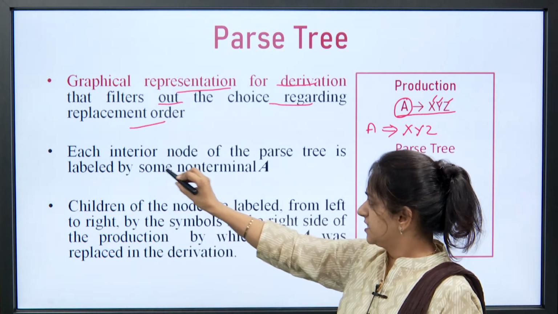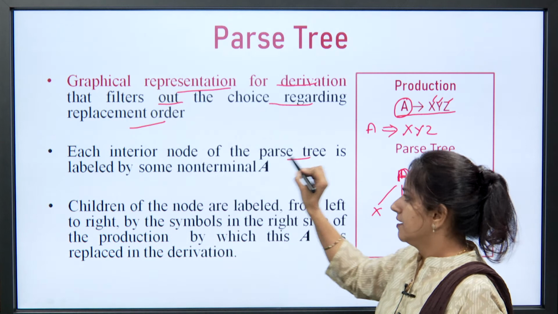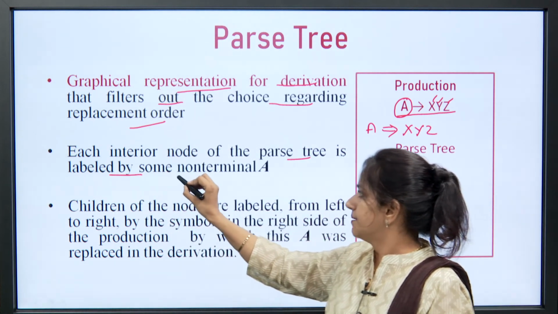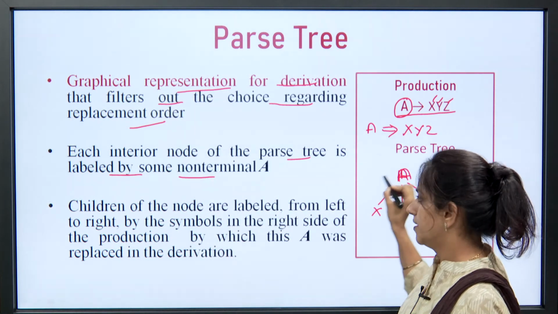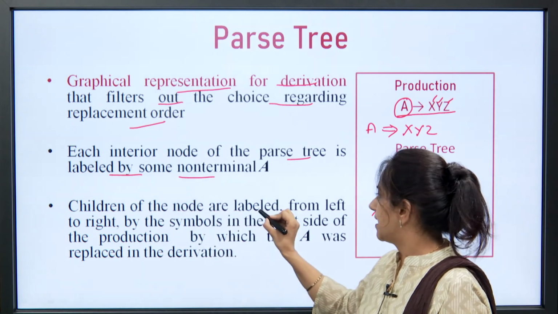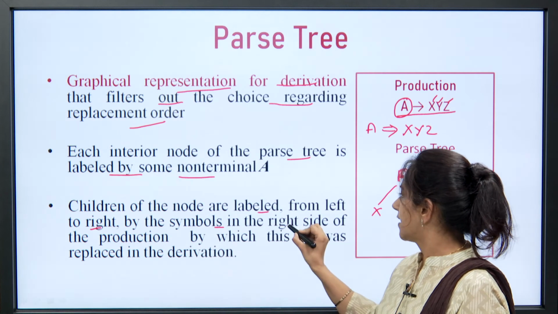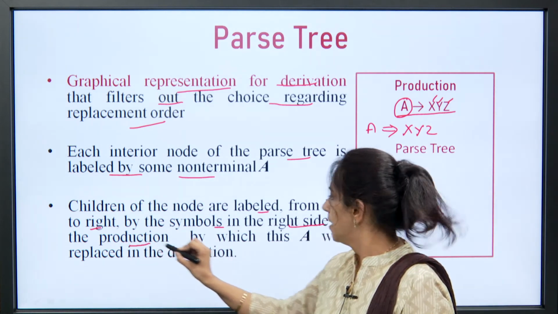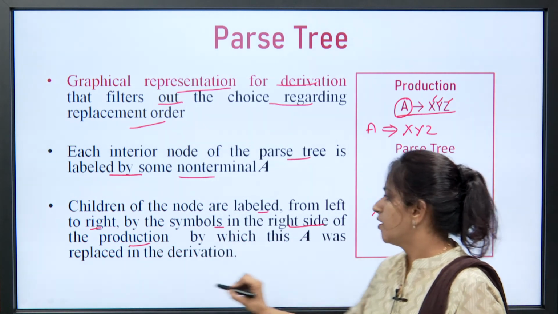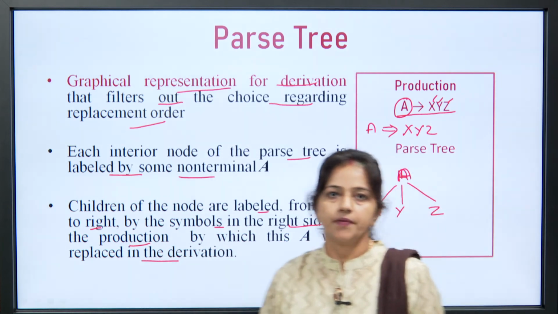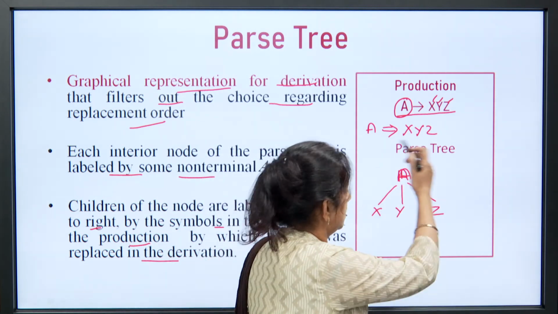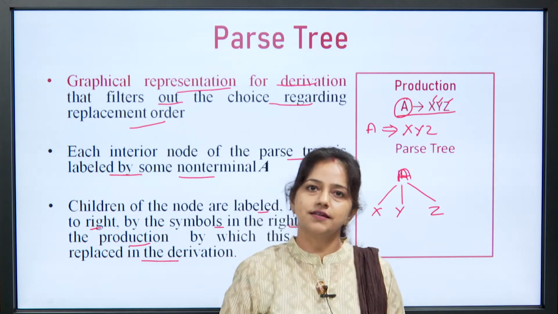Now, each interior node of a parse tree is labeled by some non-terminal A like this one, and the children of the node are labeled from left to right by the symbols in the right hand side of the production by which this A was replaced in the derivation. So, this has been explained using this example.